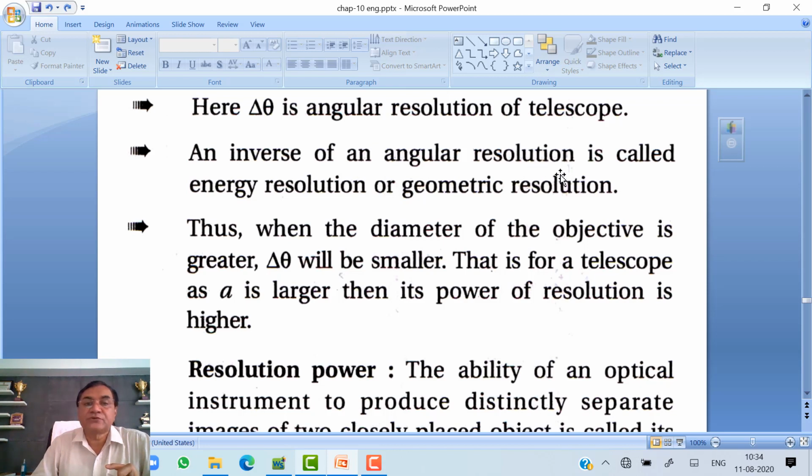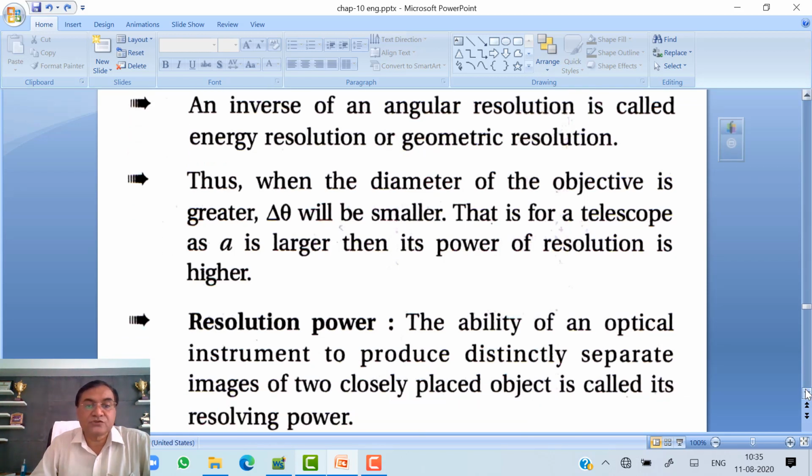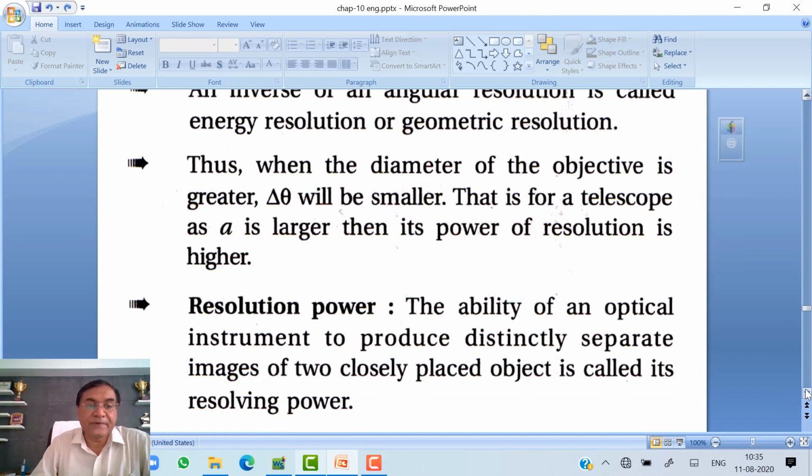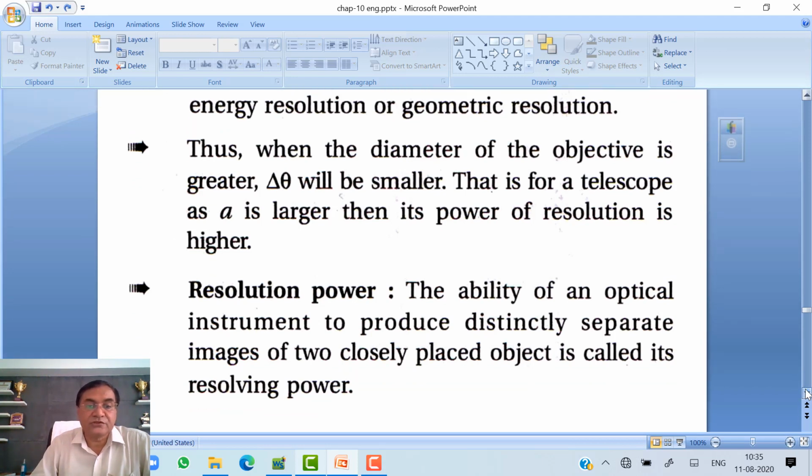The inverse of angular resolution is called geometrical resolution. Thus, when the diameter of the objective is greater, delta theta will be smaller. That is, if the telescope is larger, then its resolving power is higher. And what is resolving power? The ability of an optical instrument to produce distinctly separate images of two closely placed objects is called its resolving power.